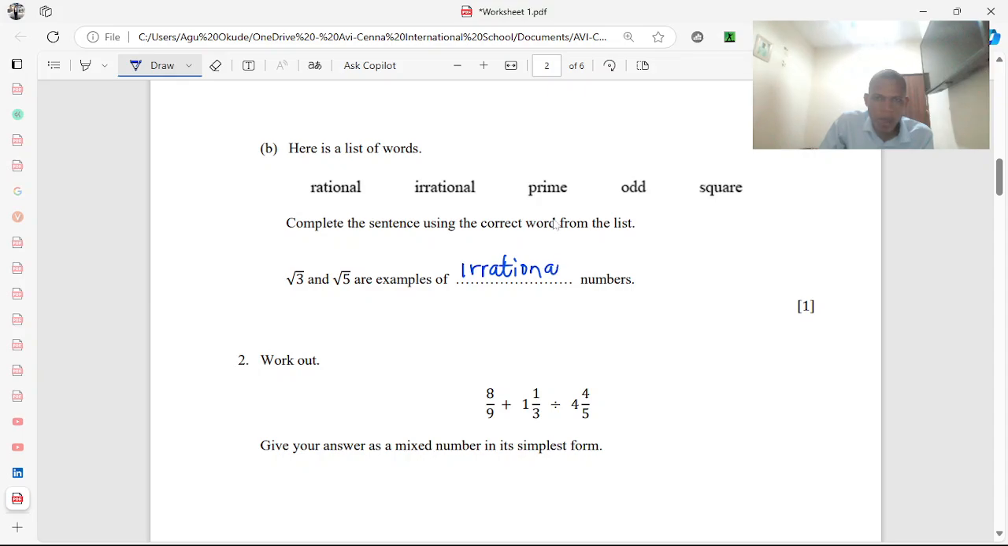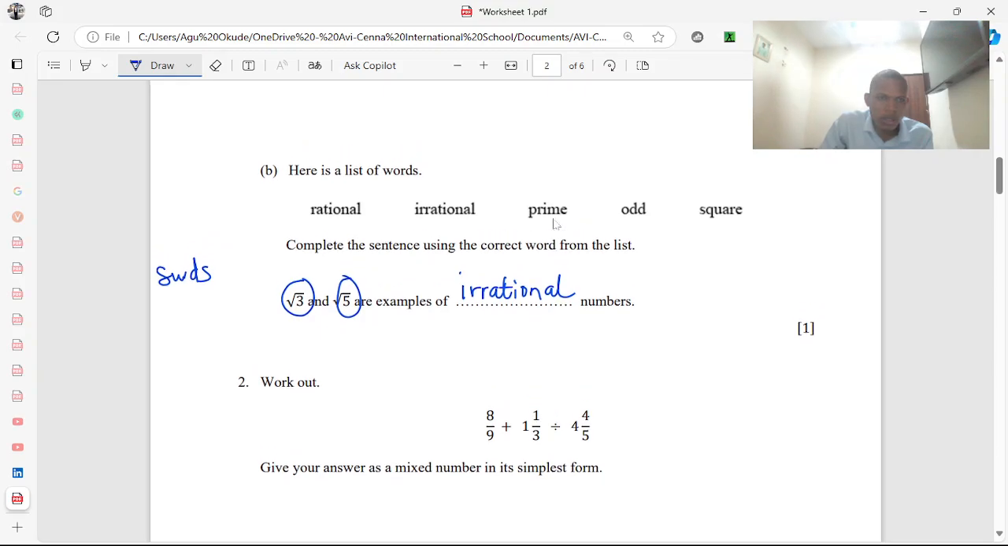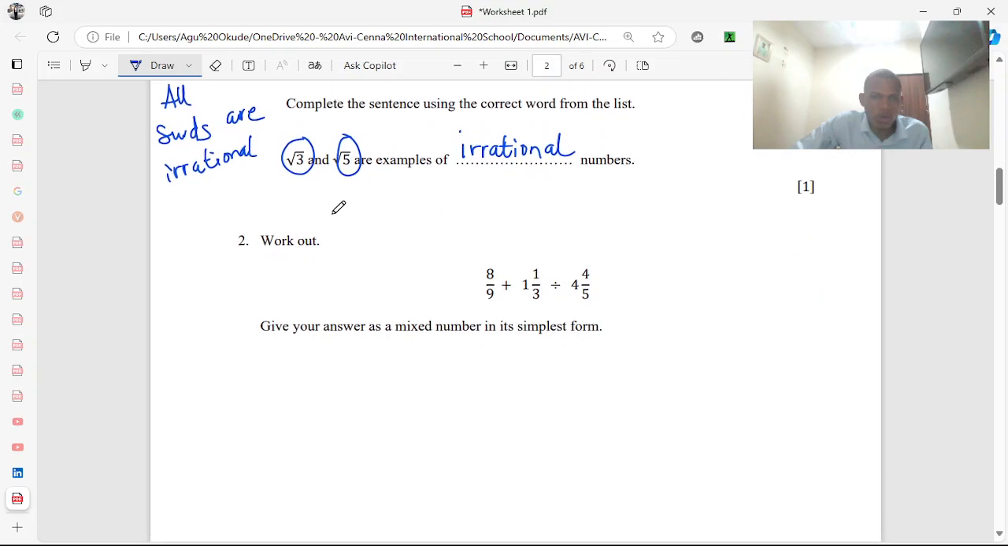Why? The reason is because these numbers are surds. They are surds, and we know that all surds are irrational numbers. Take note. So all surds are what? Irrational numbers. Since these numbers here are surds, which means they are irrational numbers.